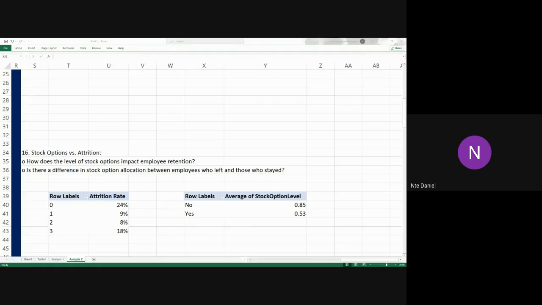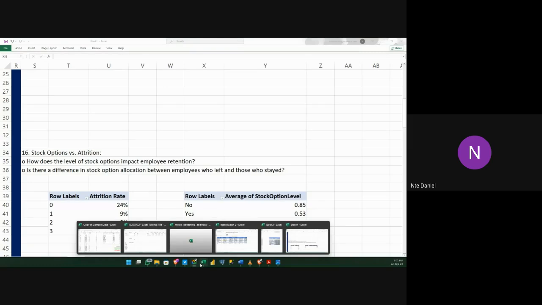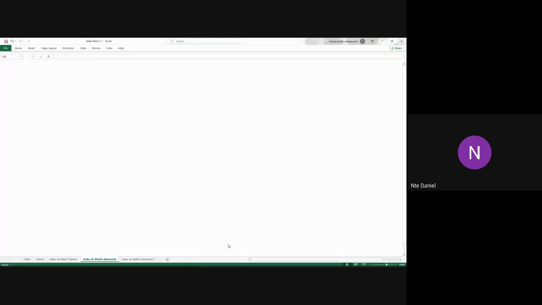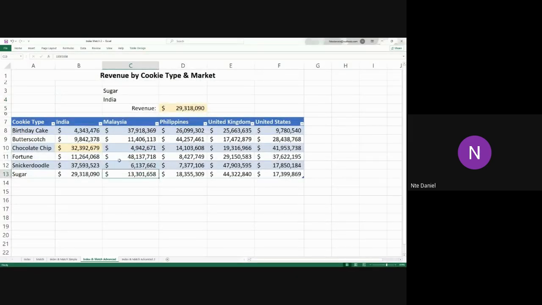Actual analysis, data visualization, storytelling, and all of that. So I will need the 3 days tomorrow, next week for that. So we're going to move very fast. So let me go to the, we are live. Let's go to the index and match, right?